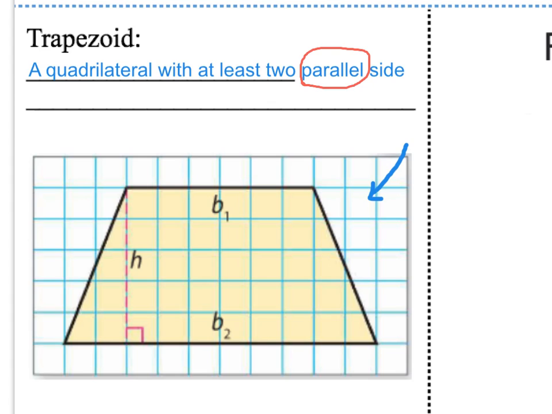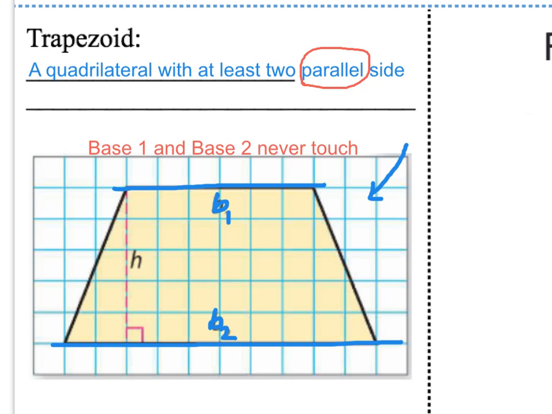Take note, we've got one parallel side on the top. That's going to be our base 1. We have another parallel side on the bottom. That's base 2. The height of the trapezoid is the line that forms a 90-degree angle with the base. The heights are never going to be the angled sides.